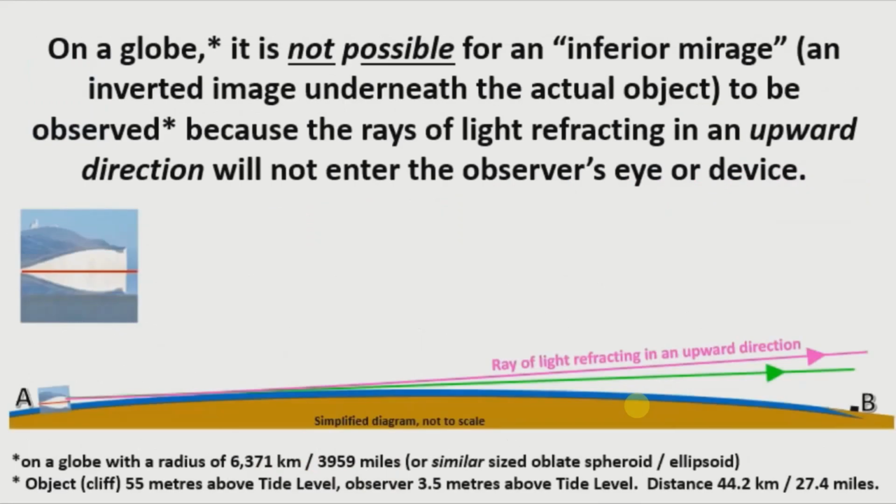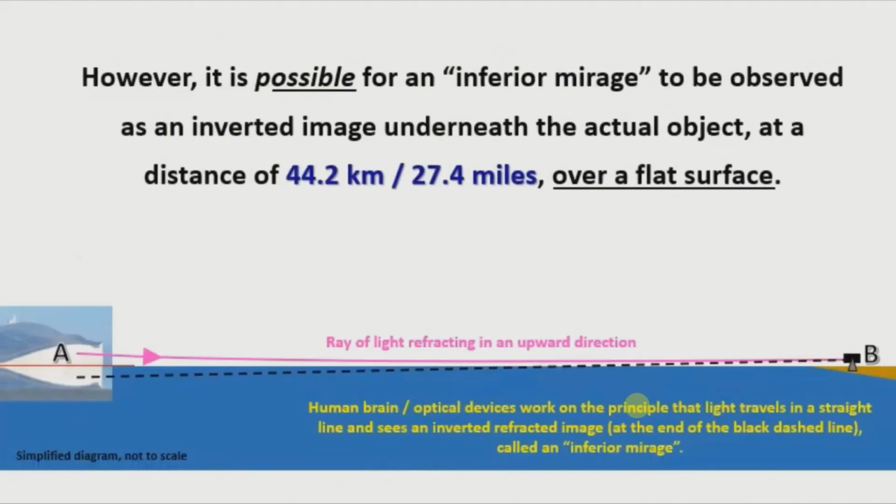On a globe, it is not possible for an inferior mirage, an inverted image underneath the actual object, to be observed because the ray of light refracting in an upward direction will not enter the observer's eye or device. However, it is possible for an inferior mirage to be observed as an inverted image underneath the actual object at a distance of 44.2 kilometers or 27.4 miles over a flat surface.